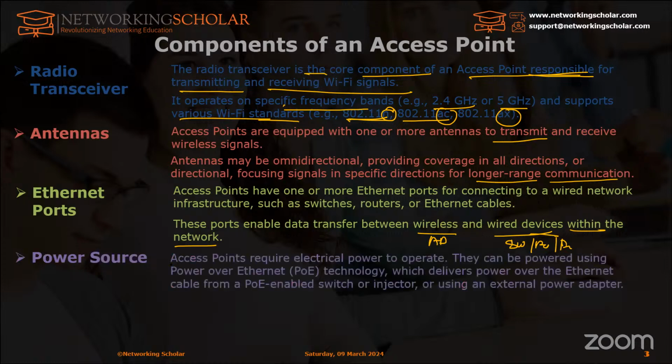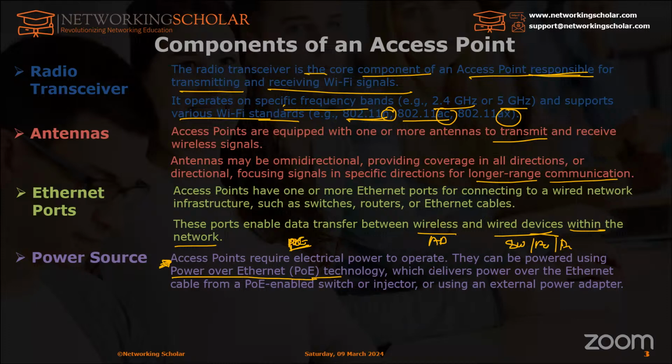Then there is a power source. To generate wireless radio signals, it is going to use a power source. To supply the power, there is a technology called PoE, Power over Ethernet. Whenever we discuss the Ethernet cable, we definitely discuss Power over Ethernet devices as well.